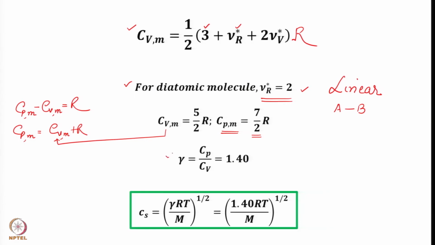Gamma, which is the ratio of Cp and Cv, then becomes 7 by 5. Right? 7 by 2 divided by 5 by 2, which is 7 by 5, which is 1.40. Therefore, substituting in this equation the value of gamma, you get Cs is equal to square root of 1.40 RT by M. Now you can evaluate this at any temperature and you can estimate the speed of sound. All right? I hope it is clear.